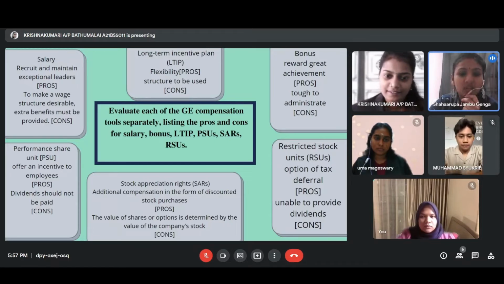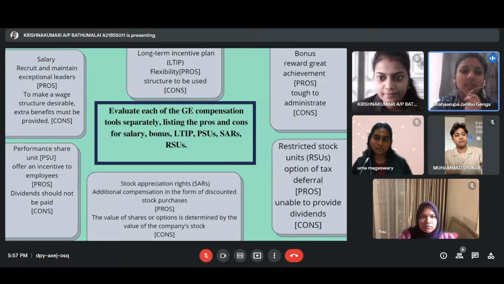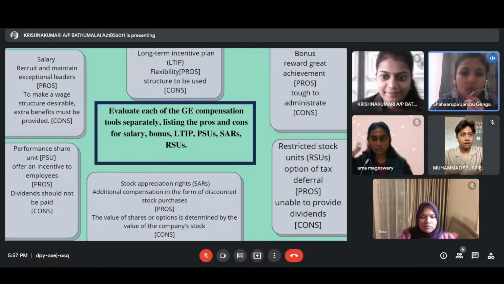assist them in performing well so that their stock value rises. While the cons is that dividends should not be paid, but reinvested in the acquisition of further shares. Furthermore, employee pay in the form of stock appreciation rights, which is SAR, is connected to the company's stock price over a set period of time. Employees earn from SARs when the stock price of the firm rises, making them similar to employee stock options.